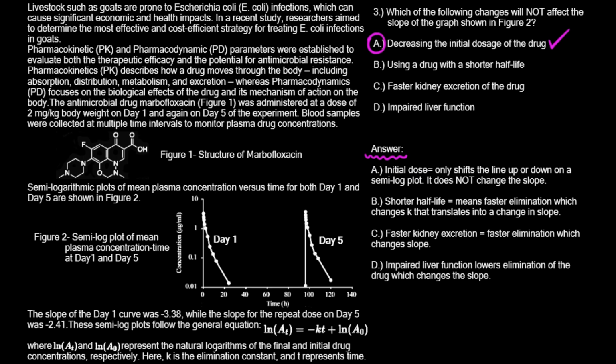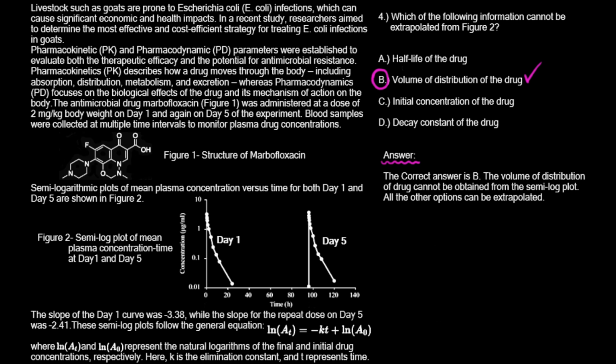In option D, impaired liver function slows drug clearance, causing the drug to remain in the body longer. This decreases the elimination rate, which changes K, and therefore it changes the slope as well. So the correct answer is A, because decreasing the initial dosage does not affect the slope of the semi-log plot.